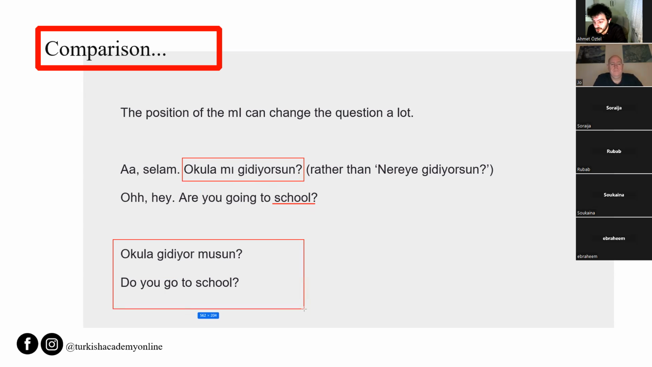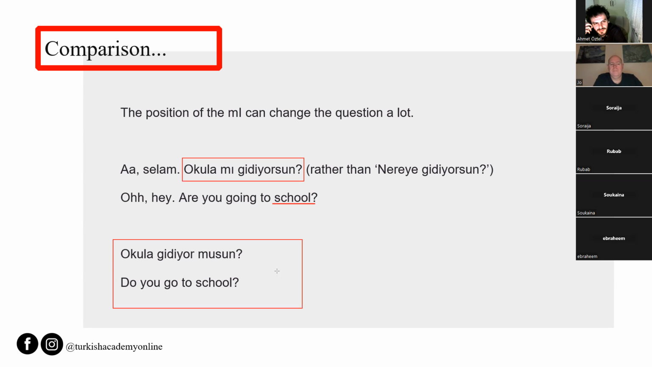Do you go to school in general? And of course, you wouldn't ask it to someone you've known for 20 years. Do you go to school, my best friend? So that's actually quite different when we are changing the position of mı mu.